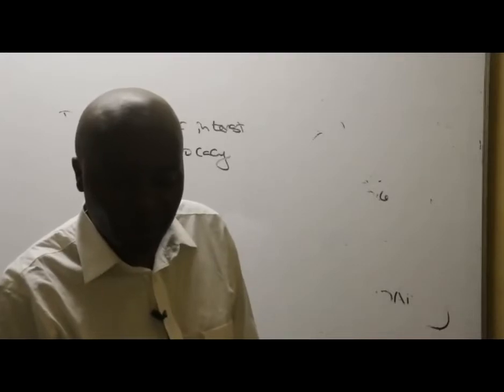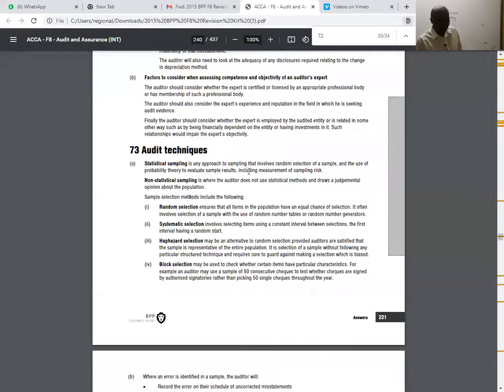Now, ladies and gentlemen, here we are. We are told here statistical sampling is an approach to sampling that involves random selection of a sample and the use of probability theory, equal chance, of course, is probability, to evaluate sample results, including measurement of sampling risk. Now, non-statistical sampling is where the auditor does not use statistical methods and just draws a judgmental opinion about the population. Now, we have got various methods here which include the random selection, the systematic selection, the haphazard selection, and then the block selection.